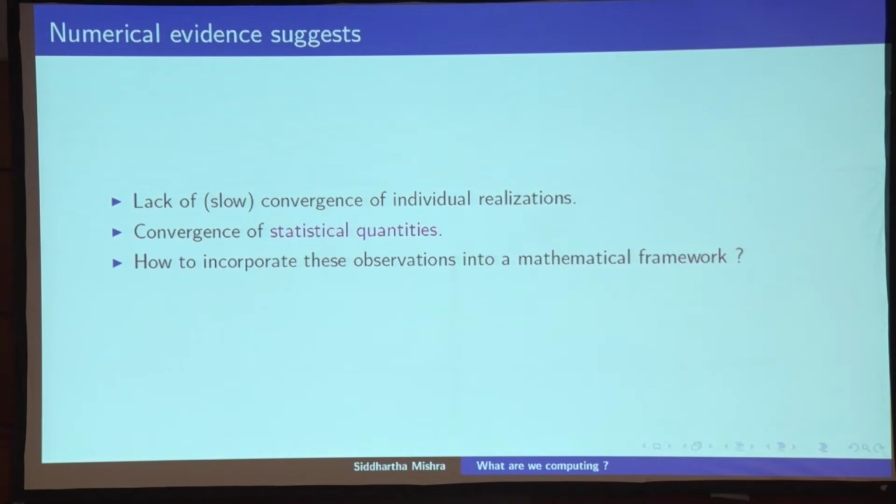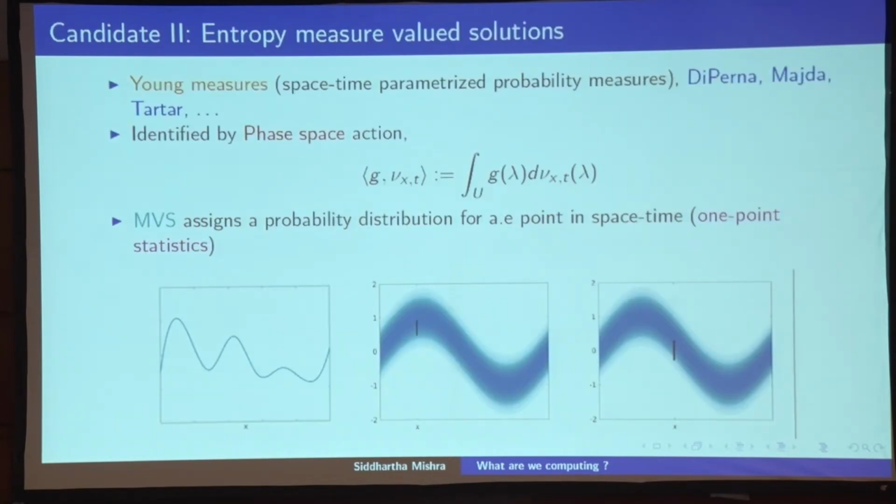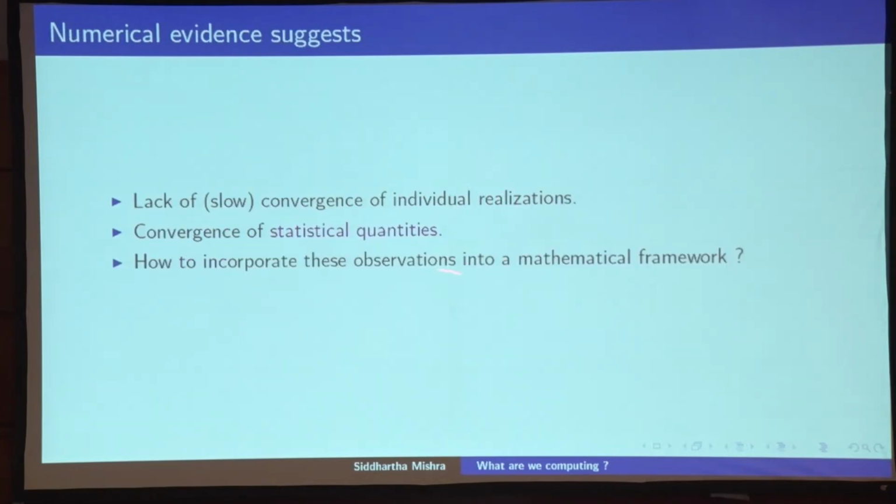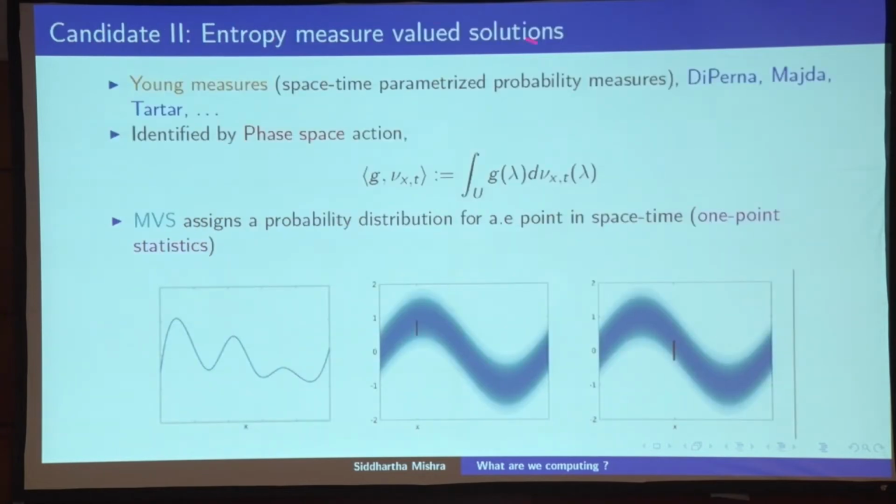In particular, they converge. So this is known to people doing fluid dynamics. It's known to people doing chaotic dynamical systems. The question is, how do I incorporate them and formalize them? How do I put them into a mathematical framework? And this brings me to the second candidate that I have for the convergence of numerical methods, which was our first attempt to understand a mathematical framework to incorporate statistical quantities. It's called entropy measure-valued solutions.